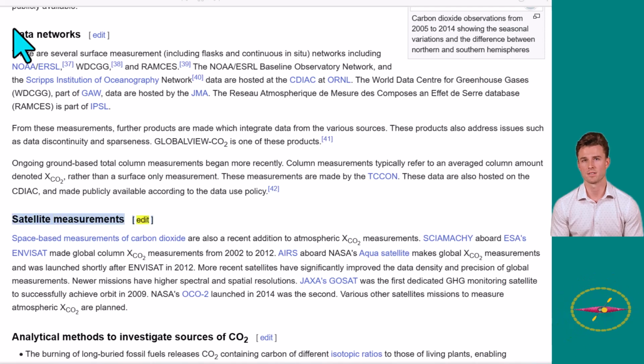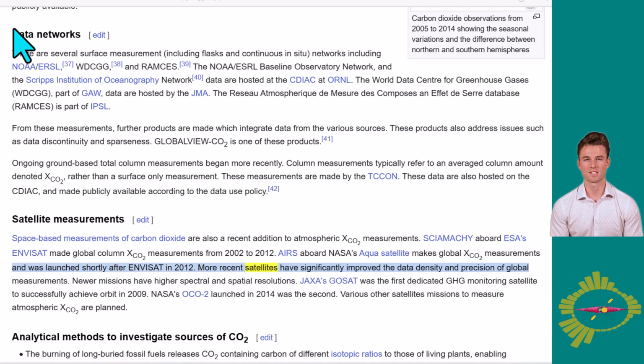Satellite measurements. Space-based measurements of carbon dioxide are also a recent addition to atmospheric XCO2 measurements. SCIAMACHY aboard ESA's Envisat made global column XCO2 measurements from 2002 to 2012. AIRS aboard NASA's Aqua satellite makes global XCO2 measurements and was launched shortly after Envisat.